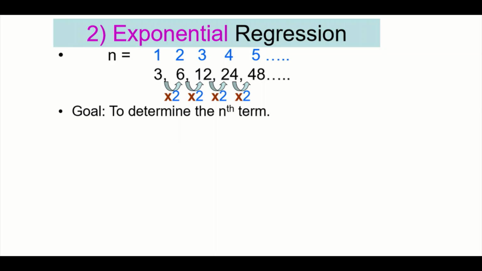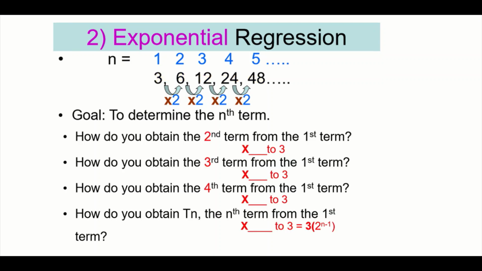Let's look at one example where my first to fifth terms are 3, 6, 12, 24, and 48. What we realize is that when we get from one number to the next, we need to multiply by 2. So this tells us that it's exponential regression, and our goal is to determine the nth term. Let's use this sequence of steps to obtain the general term.